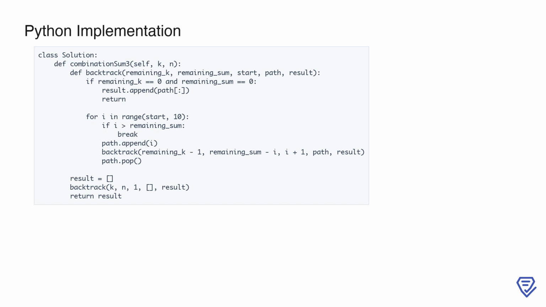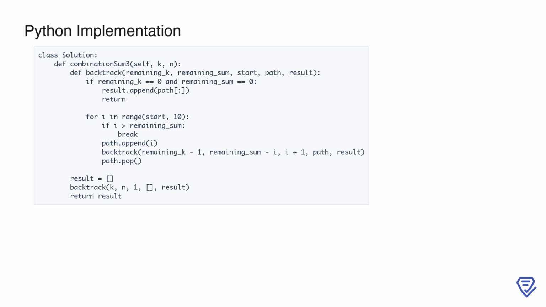remaining_k minus 1: one fewer number to select. remaining_sum minus i: updates the target sum. i plus 1 ensures the next number is strictly greater. 4. Backtracking: after returning from the recursion, i is removed from path to explore other combinations. 5. Result storage: an empty list result is initialized before calling backtrack. Once all valid combinations are found, result is returned to the caller.